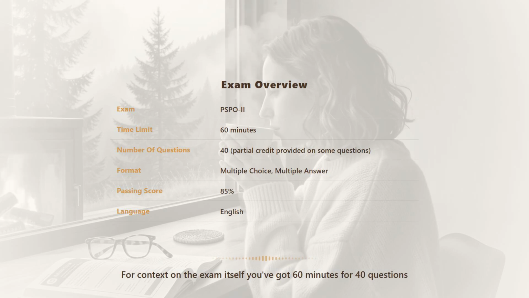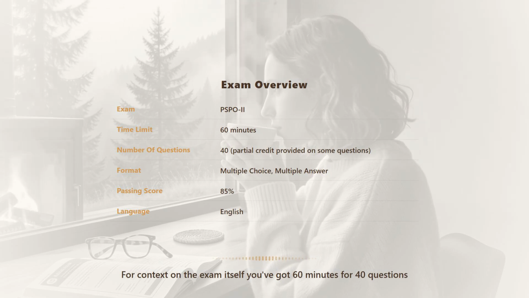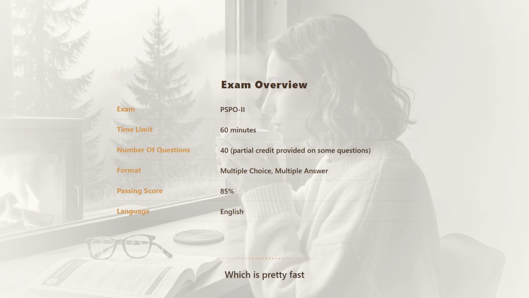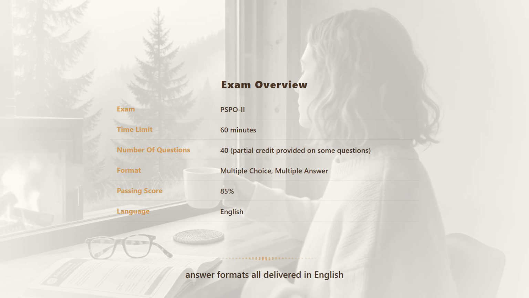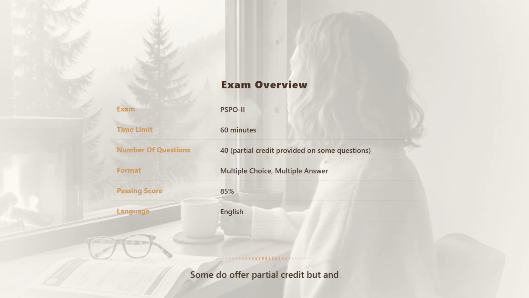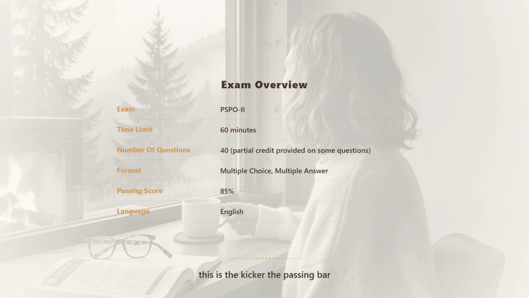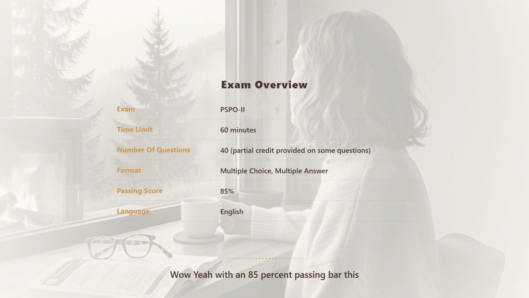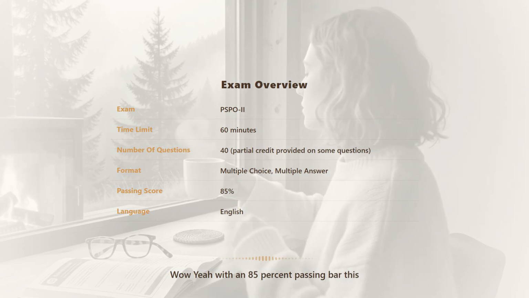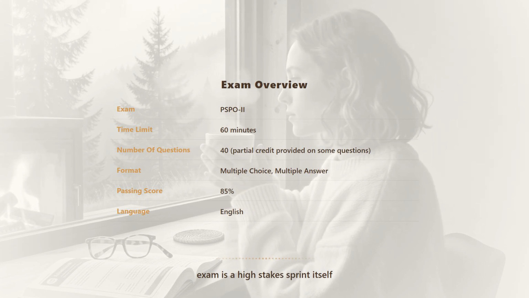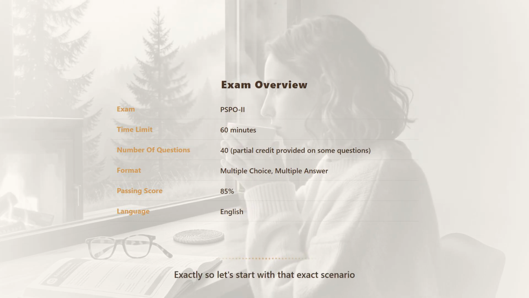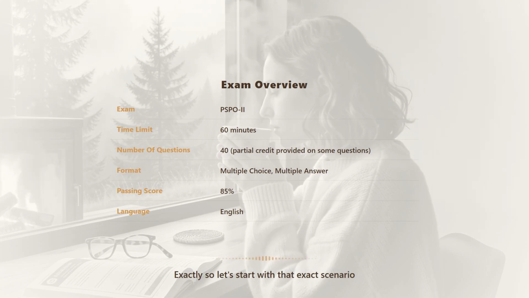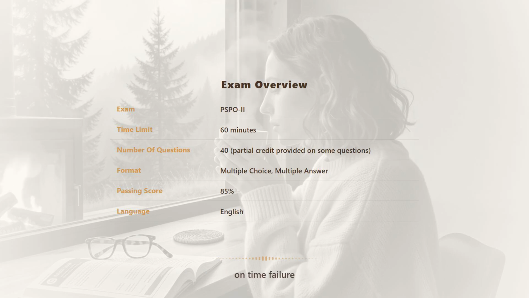For context on the exam itself, you've got 60 minutes for 40 questions. Which is pretty fast. It is a sprint. They are multiple choice and multiple answer formats, all delivered in English. Some do offer partial credit, but, and this is the kicker, the passing bar is a punishing 85%. Wow. Yeah, with an 85% passing bar, this exam is like a high-stakes sprint itself. There's just very little room for error. Exactly. So let's start with that exact scenario you mentioned earlier, the perfectly on-time failure.